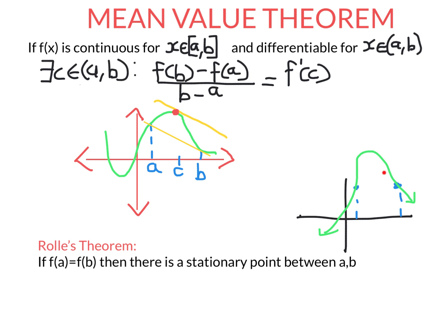So for Rolle's theorem, we have a function like this. f(a) equals f(b), so their y values are equal, so the secant between those 2 points is horizontal, and Rolle's theorem is just saying that there will be another point up here where the tangent is horizontal, and of course a horizontal tangent means it's a stationary point. Alright, let's look at a couple of questions now.